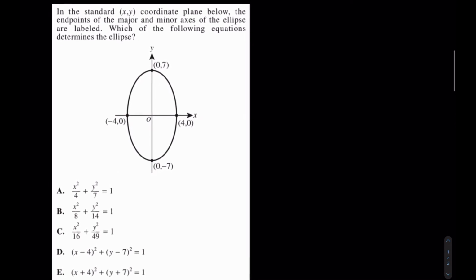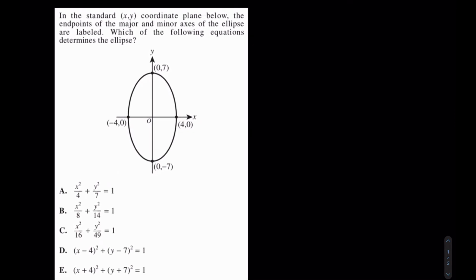This is actually number 60 from a real ACT, but it's actually so easy. Let's go ahead and give it a shot. First of all, understand that answer choices D and E are not good. Those are the equation of a circle. Remember, the equation of a circle is x minus h squared plus y minus k squared equals r squared. That's not what we're looking for. D and E are trash.